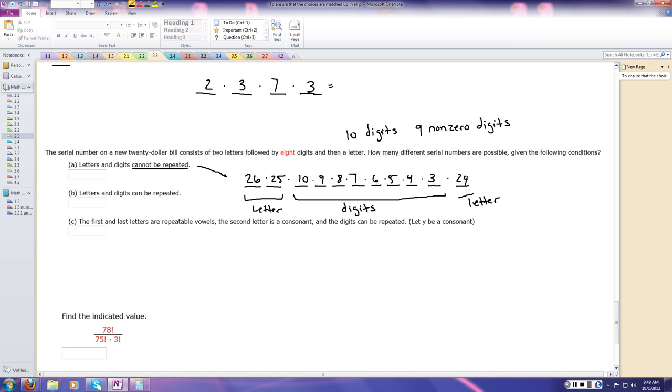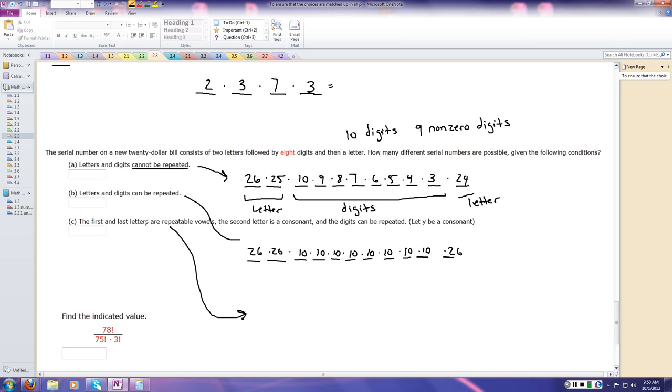That's for them not being repeated. If we look at them being repeated, I would have 26 times 26, right? And then 8 digits, and then a letter. Then I would have 10 times 10 times 10 times 10 times 10 times 10 times 10 times 10 times 26 again. So I would have a much larger number if I have the choice of repeating digits.